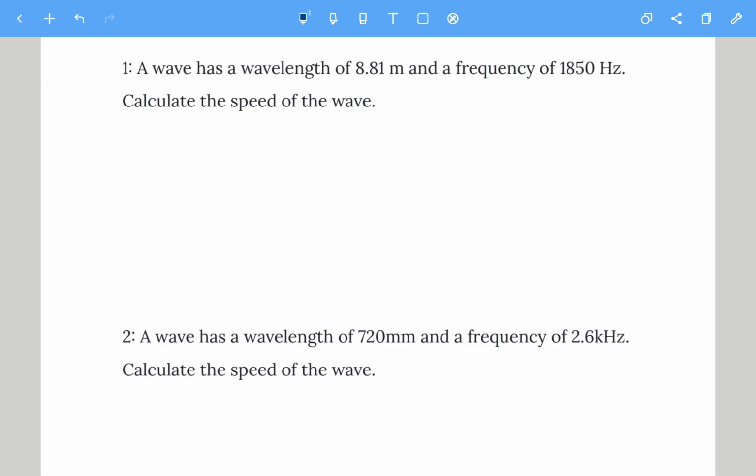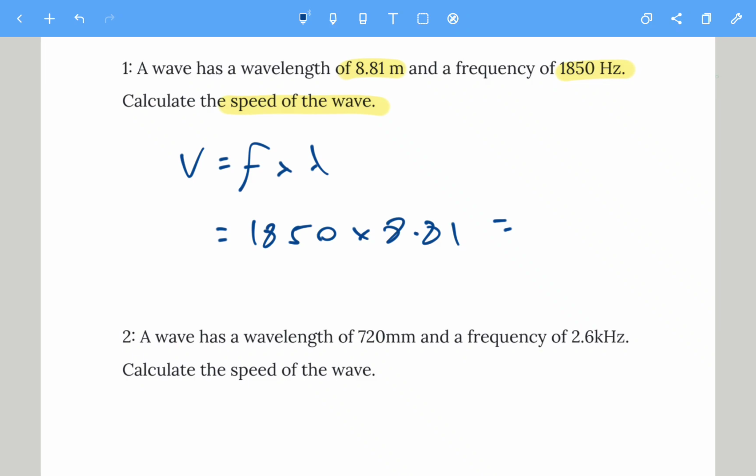So the first one: wavelength 8.81 meters, frequency 1850 hertz, and we're going to calculate the speed of the wave. Wave speed is equal to frequency times wavelength, and then we just simply put the numbers in. So the frequency is 1850 multiplied by wavelength 8.81 meters, and that gives us 16,298.5. We round it to 16,299. Speed is meters per second.